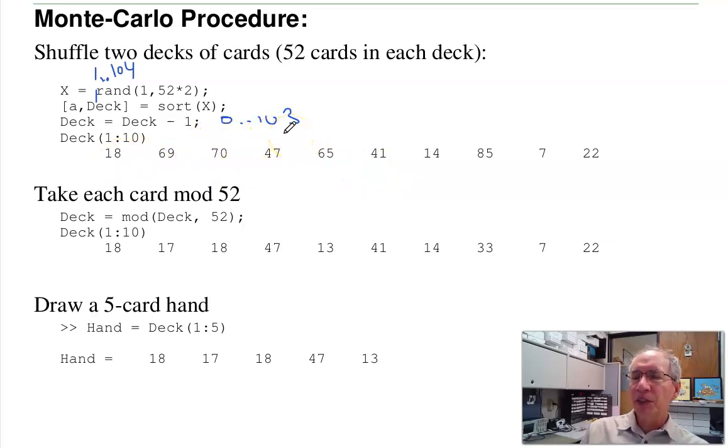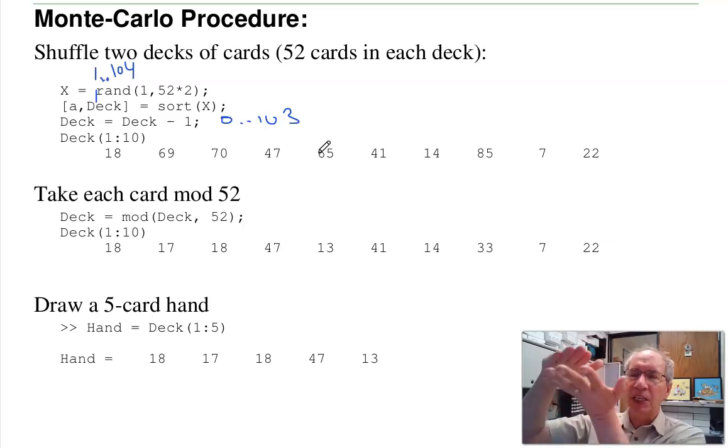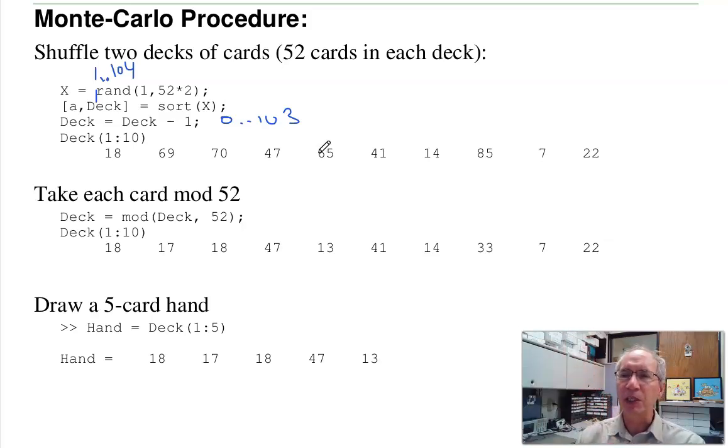Take that mod 52. Again, the cards repeat every 52 times. We have a deck of cards going ace of spades all the way through. The next deck of cards above it is also ace of spades all the way through. It repeats every 52 cards. So take the deck, mod 52, and this is card number 18, 17, 18, 47. Note, there are 2 18s in the deck. I've got 2 decks. I could have 2 of the same card. I'll then draw a 5-card hand, or the top 5 cards in the deck. So here's my hand.